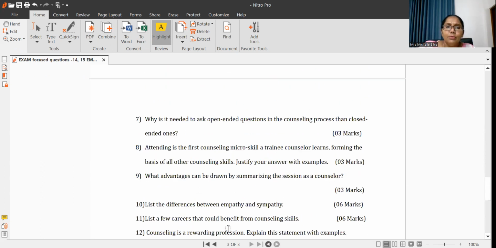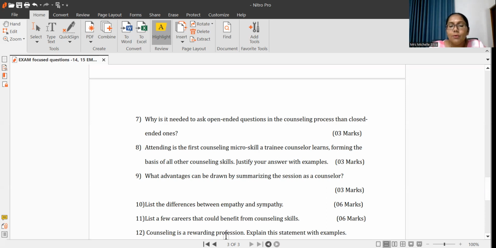Then, why is it needed to ask open-ended questions in the counseling process rather than closed-ended questions? When we ask closed-ended questions, it's limiting the client from giving ideas. A closed-ended question is like, 'Do you like that?' 'No, I don't like it.' So as a counselor, you cannot get a very good idea. But when you ask open-ended questions, you can collect much more information about the problem, because the client is explaining all the things.